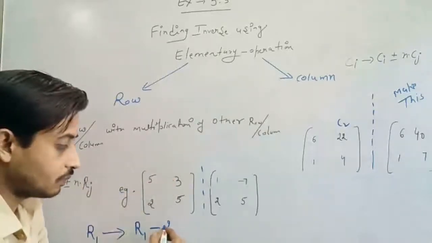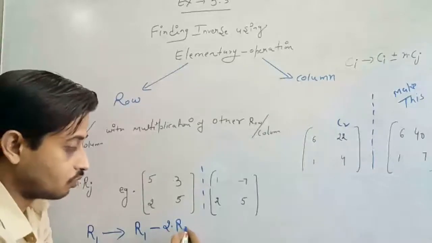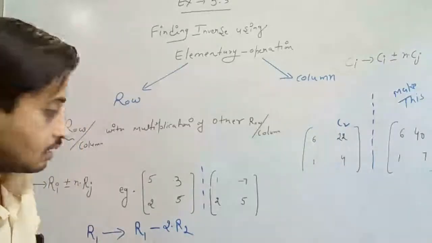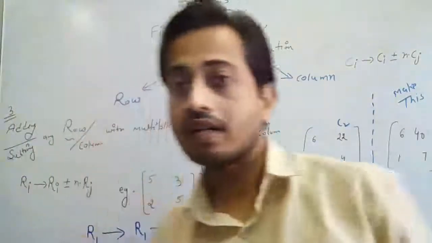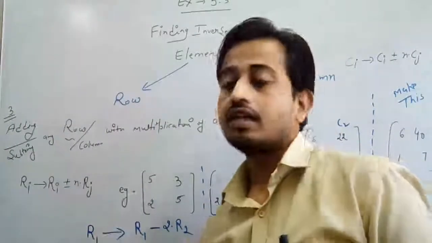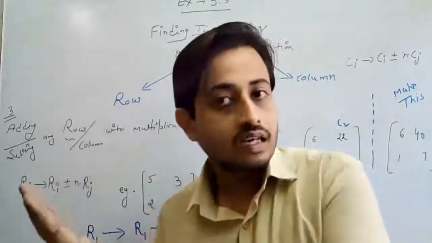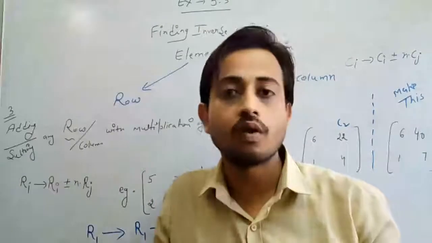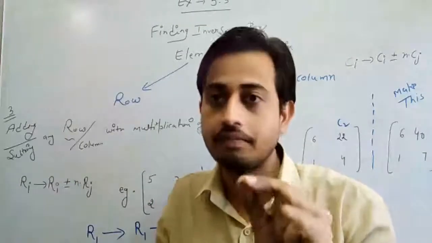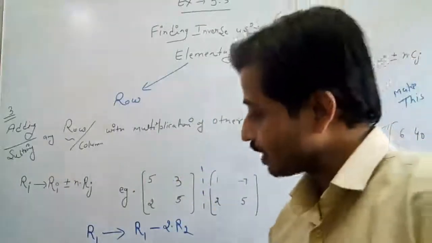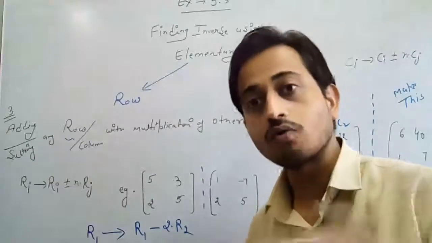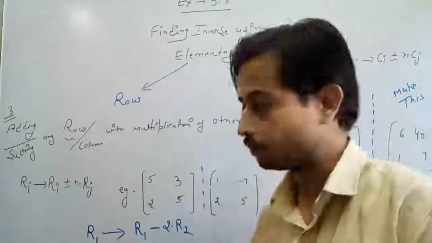So we have to multiply 2 with the second row. Now what will be the result? Please, I am taking one example at a time, because this elementary operation applies to the complete row or complete column, not to a single element. So whenever we apply this operation, it applies throughout the complete row.